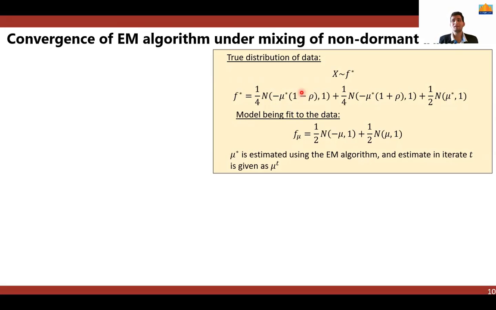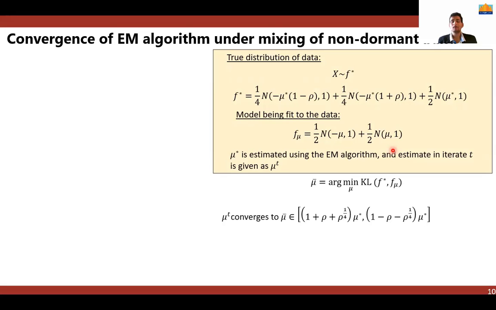The model being fit, however, has only 2 Gaussian mixing components. As mentioned earlier, the estimates of the EM algorithm converge to mu bar, which is the minimizer of the KL projection of F star on F mu. Mu bar will still lie in the neighborhood of mu star, but this neighborhood size increases with rho.